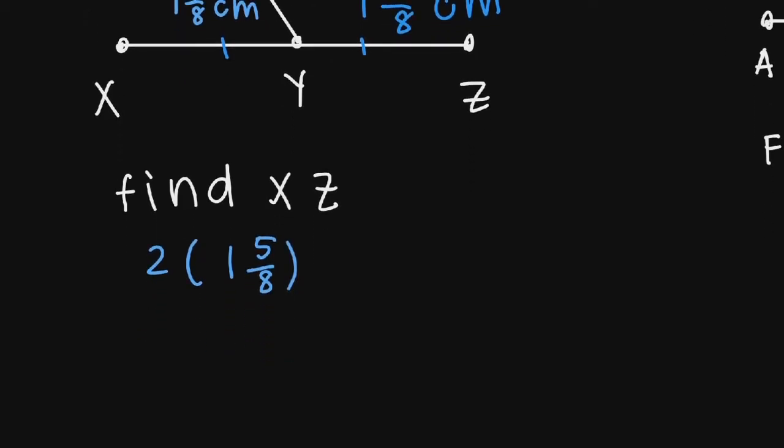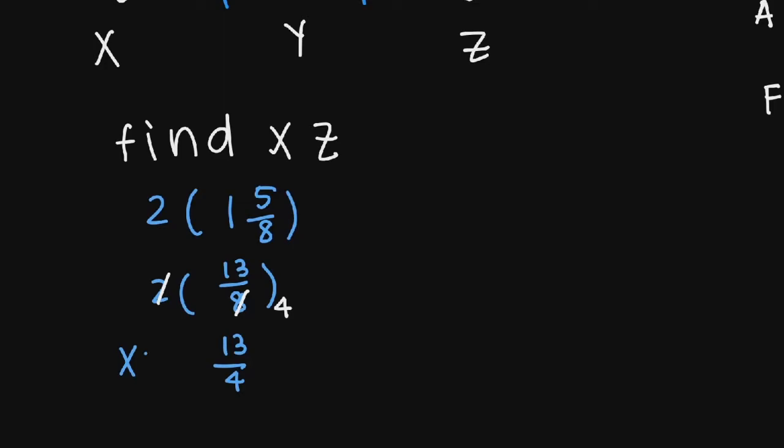And before we multiply, we have to change this to an improper fraction, so that would be 13 over 8. We can cancel out the 2 and the 8 and get 4, so that would be 13 over 4. So that means XZ equals 13 over 4.